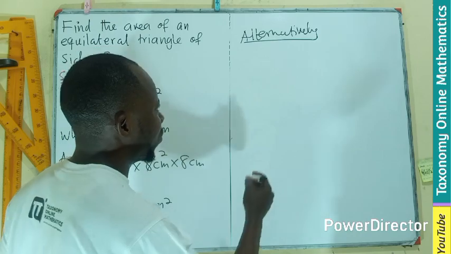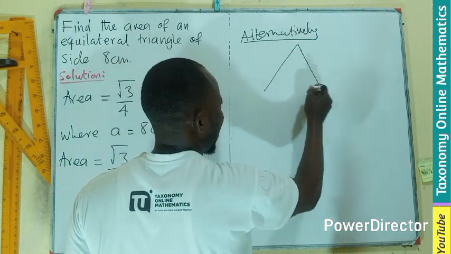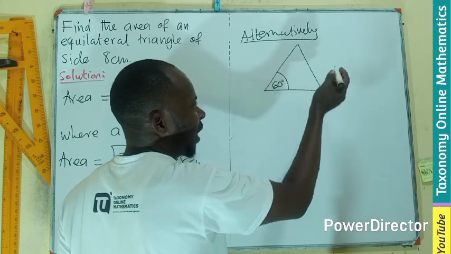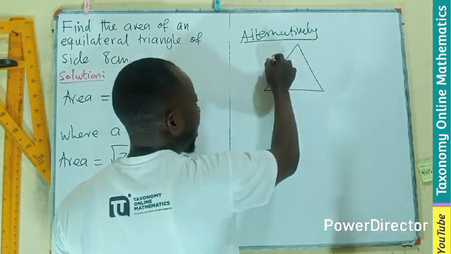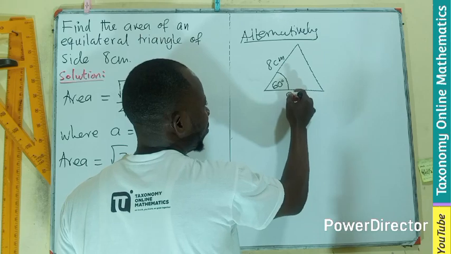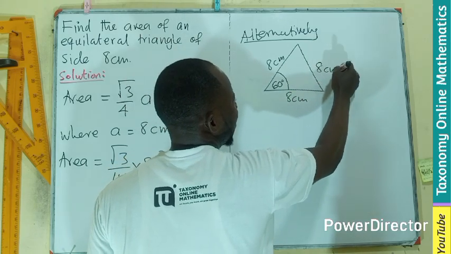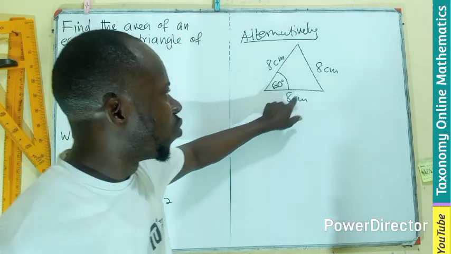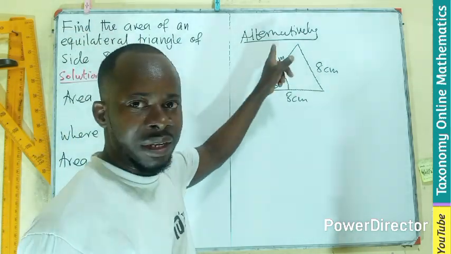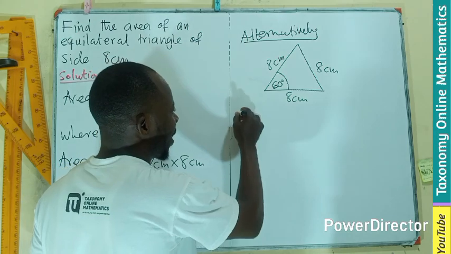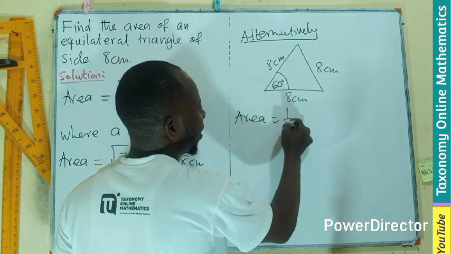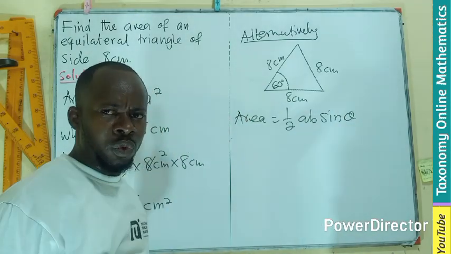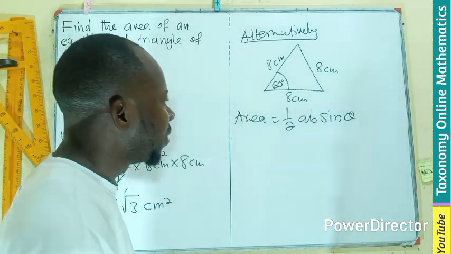numbers. Now we can also know that if you look at the equilateral triangle, each angle equals 60 degrees. Here is going to be 8 centimeters, here will be 8 centimeters, here will be 8 centimeters. So we can see that two of the sides inclined to give us 60, two of the sides inclined to give us 60, the same at the top. So we can use the area formula half AB sine theta, where theta is the angle inclined between the two sides.